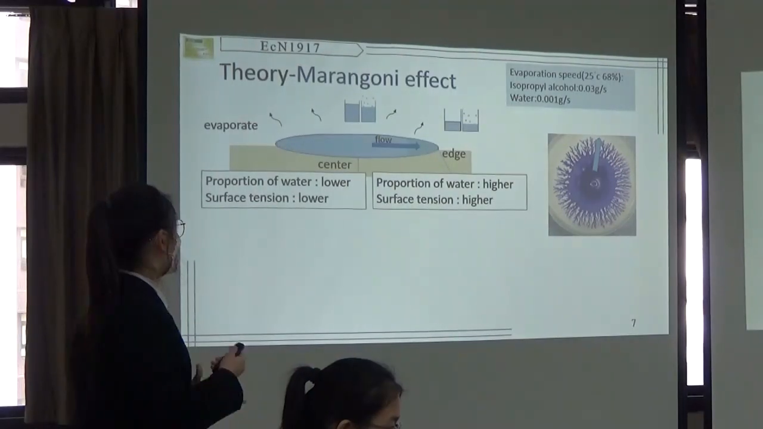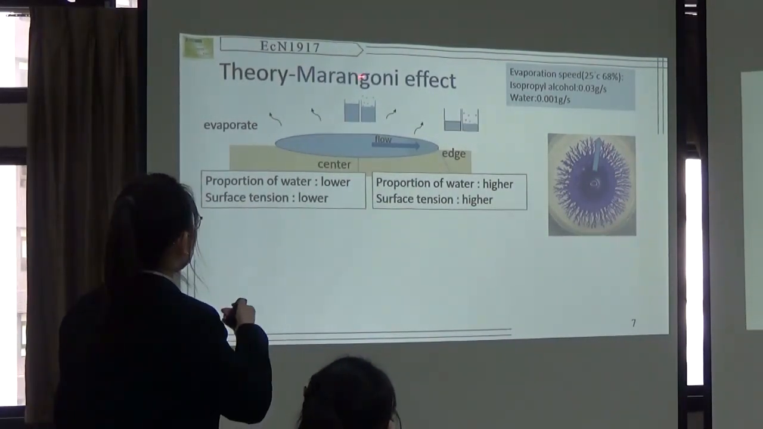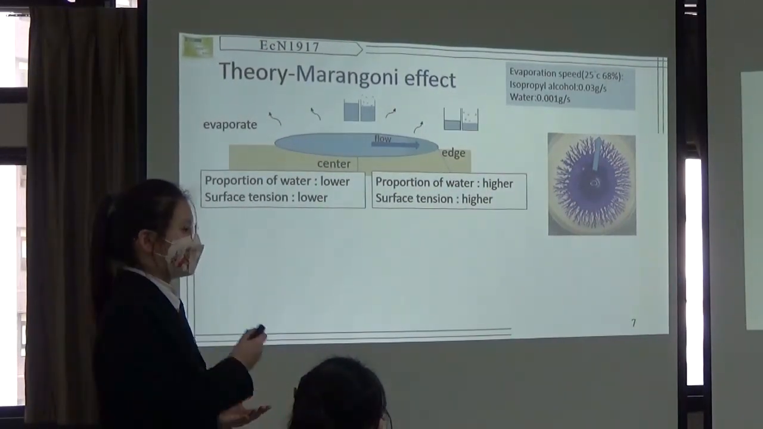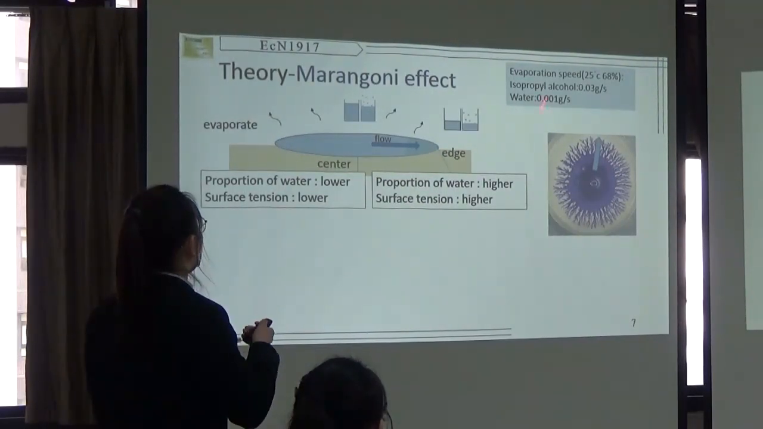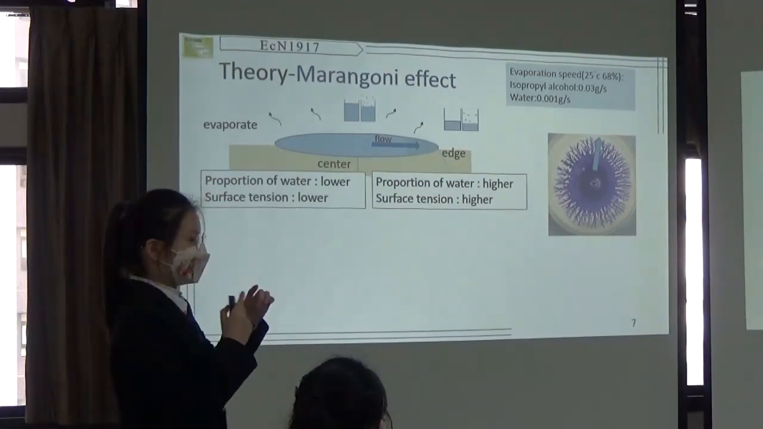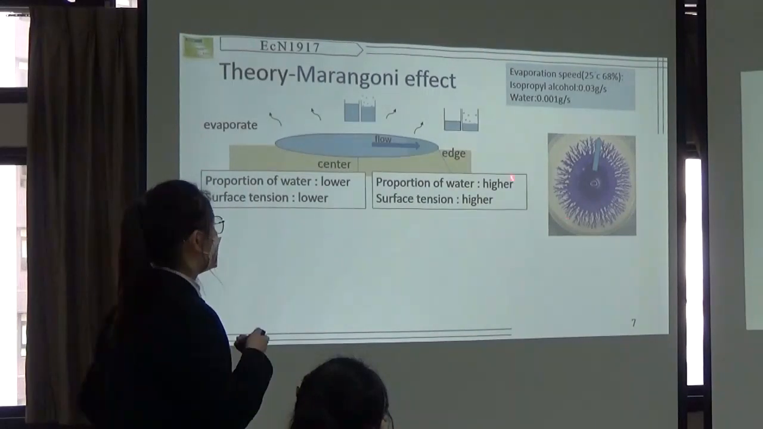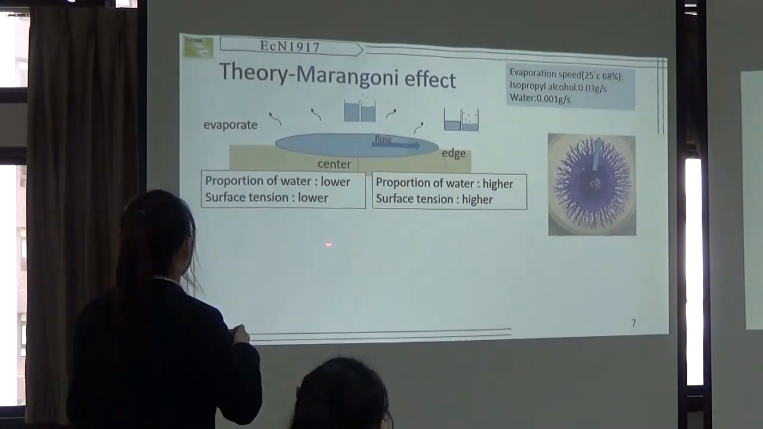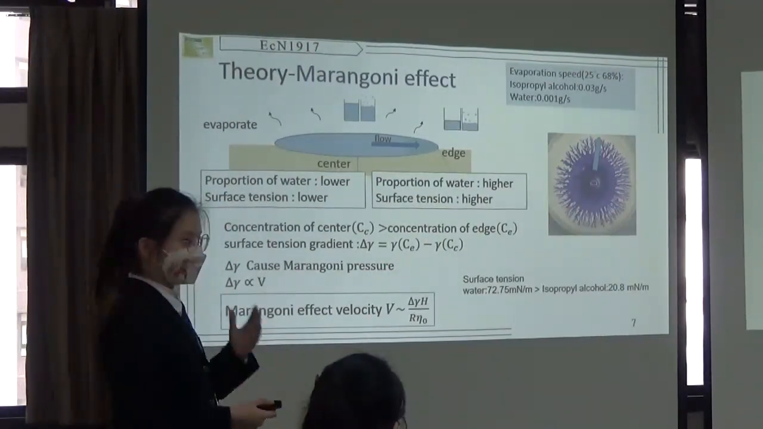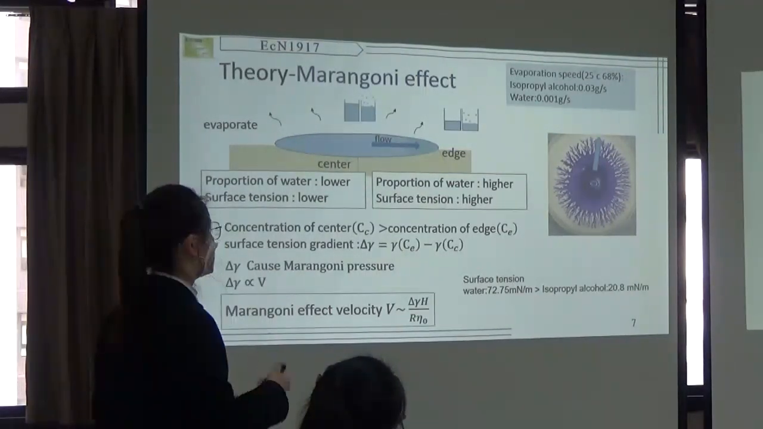And here's the Marangoni effect. We want to explain why the droplet expands. After it evaporates, the surface tension of water is bigger than that of isopropyl alcohol. And here, after it evaporates, since the edge is thinner and the center is thicker, the proportion of water at the edge will be higher and the surface tension will be higher. And here the surface tension will be lower, so that it will produce a surface tension gradient. So it causes Marangoni pressure, and it is proportional to the velocity of the droplet.